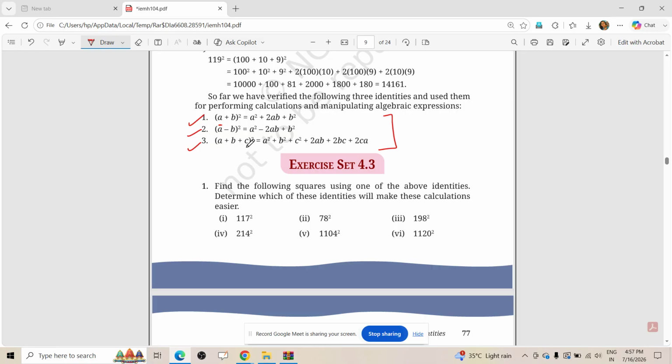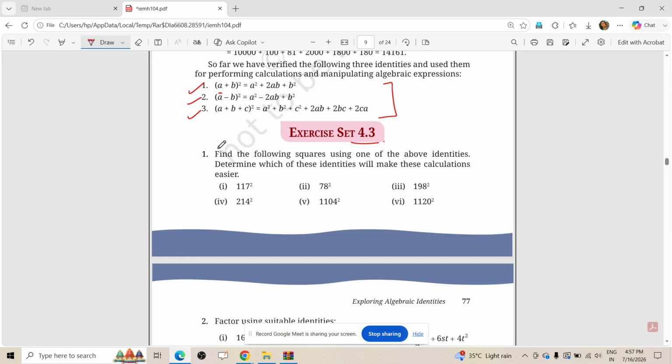So now come to exercise 4.3. Find the following squares using one of the above identities. Determine which of these identities will make this calculation easier. So we need to find the square of each question, and we need to apply any of these three formulas which will make the question easier to solve.